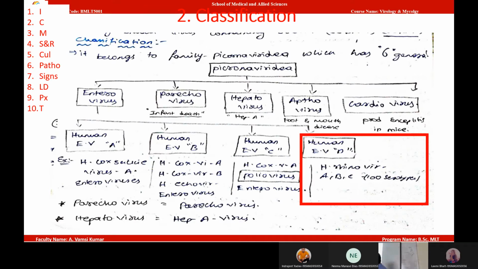It belongs to the class human enterovirus C, D. Family, genus, class. These are the techniques I was expecting in your answer sheets. Rather than writing the paragraph, you can write a flowchart like this. You mention Picornaviridae as family, then genus and class. Then I can understand easily. Then directly here you can keep rhinovirus. The very simple way of representing, right?